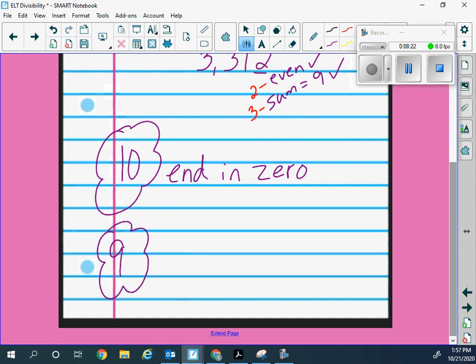9 is very similar to 3. So what do you think it's going to be? Add them all up and then what? If it's a multiple of 9, that's exactly right, okay? So we're going to add the digits, and the sum must be divisible by 9.